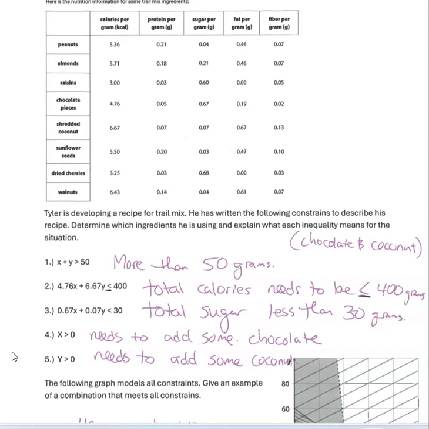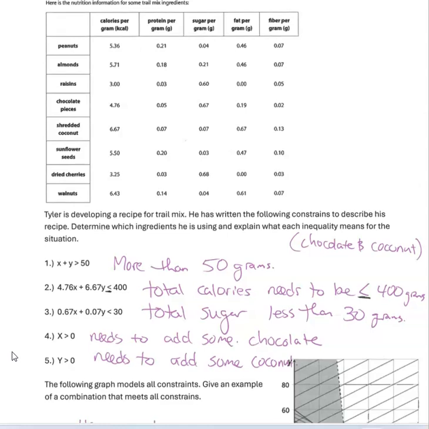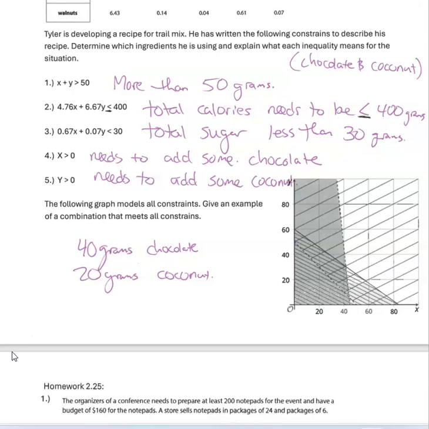The next one is talking about the 0.67. When I look at what 0.67 is talking about, it's sugar. So that is sugar inside the chocolate, sugar inside of the coconut. And this is saying that there has to be less than 30 grams of sugar. The next one says x must be greater than 0 and y needs to be greater than 0. x is the grams of chocolate, and y is the grams of coconut. So this is just saying that you have to have at least some chocolate and you need to have at least some coconut. They then go over and give you a situation here and they graph it.